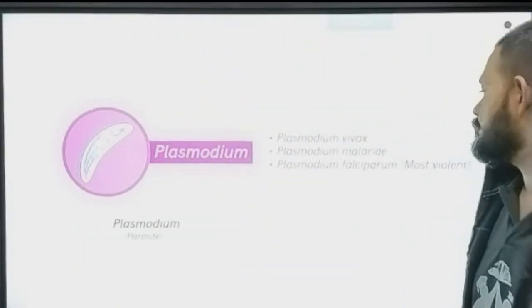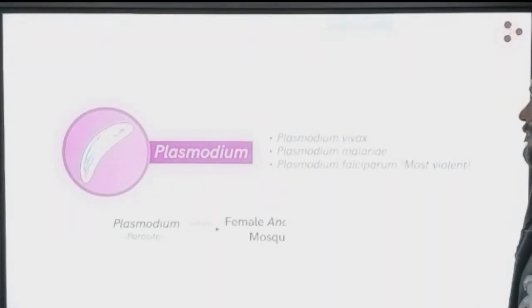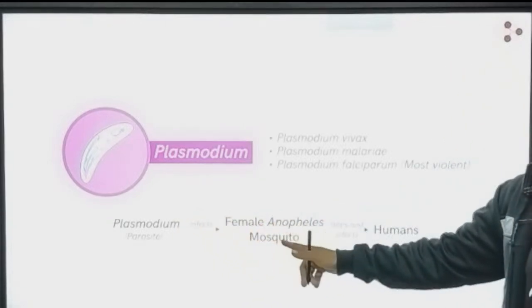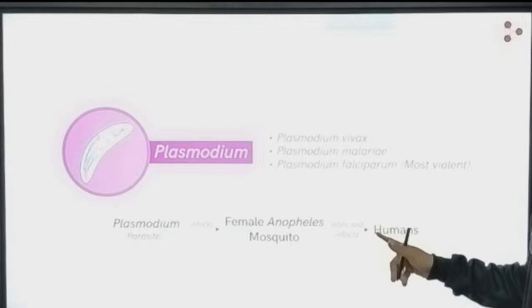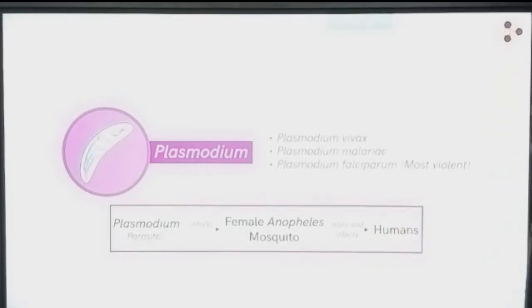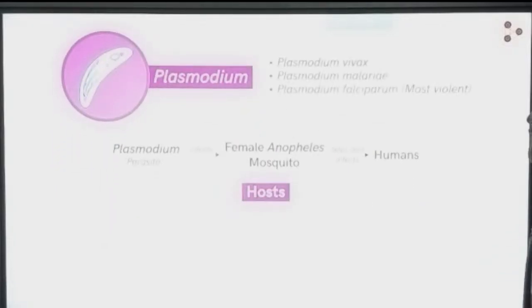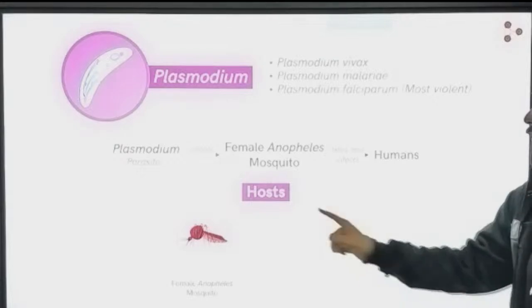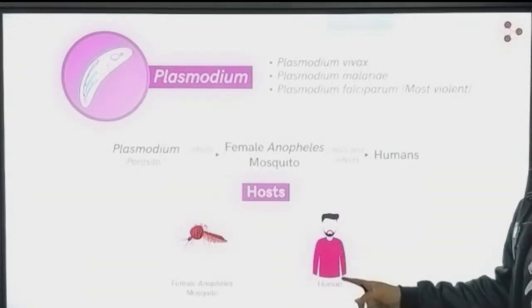the protozoan Plasmodium lives as a parasite in the female Anopheles mosquito. From there, it gets transmitted to humans with a mosquito bite. That is the root. The Plasmodium-infected female Anopheles mosquito bites a healthy human, and that human becomes infected with malaria. The complete life cycle of the malarial parasite involves two hosts. The first one is the female Anopheles mosquito, and the second one is the human host.